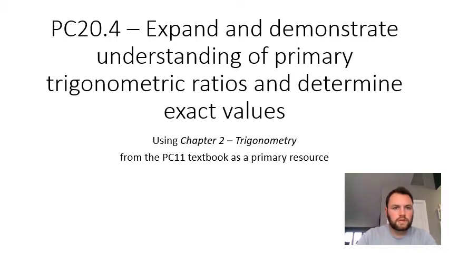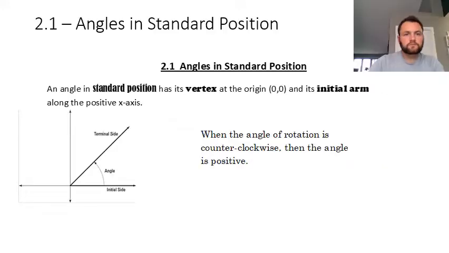Okay, so we are going to be focusing on the outcome PC 20.4, expand and demonstrate understanding of primary trig ratios and determine exact values. In order to do this, we're going to need to examine some different characteristics of angles. We're going to be using Chapter 2, Trigonometry, from your PC 11 textbook. This will be our primary resource.